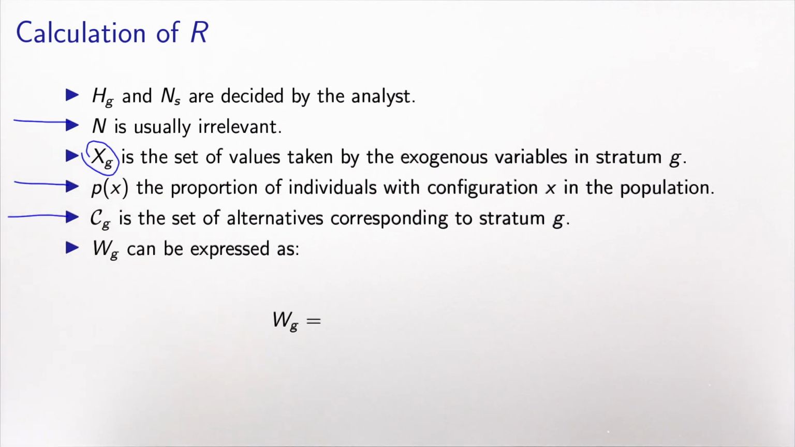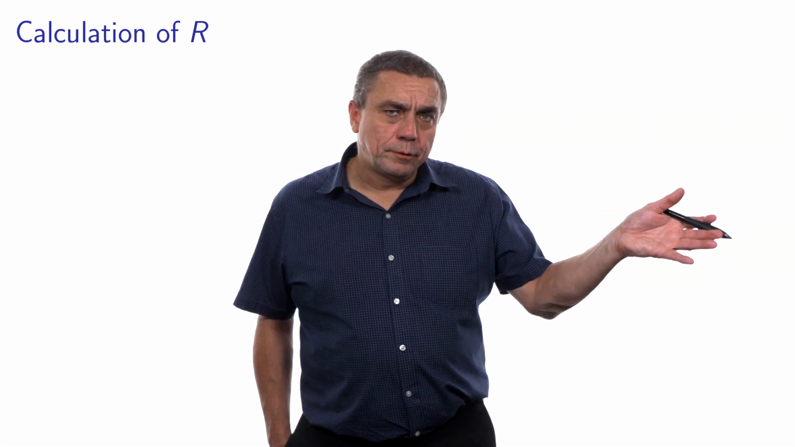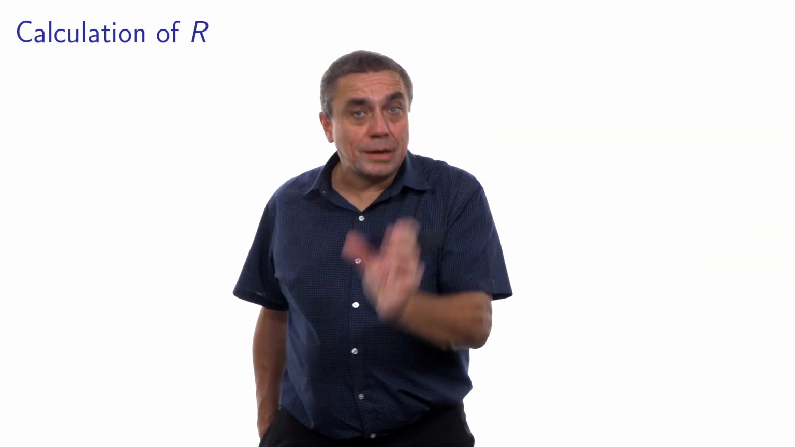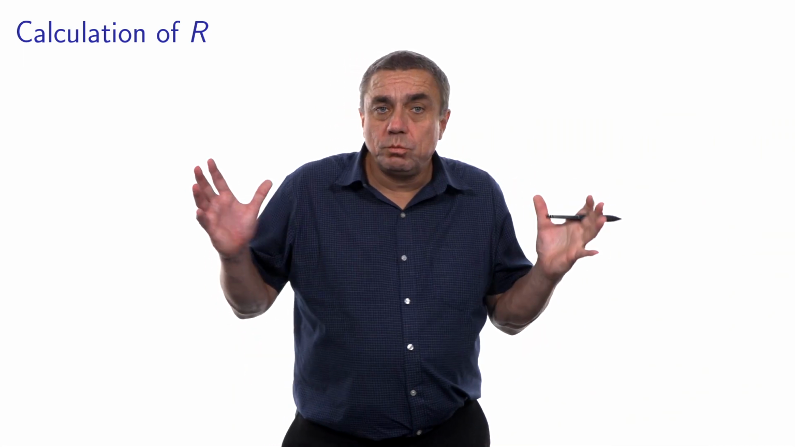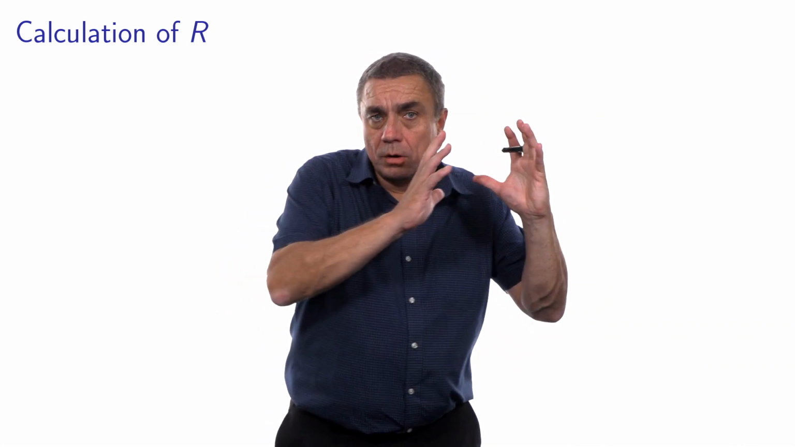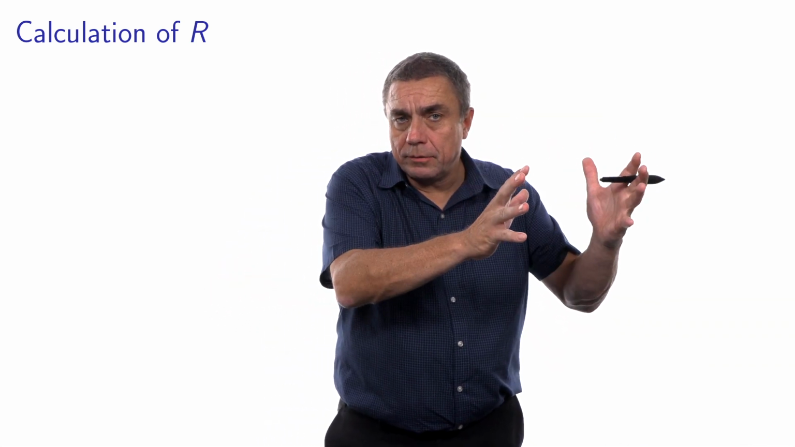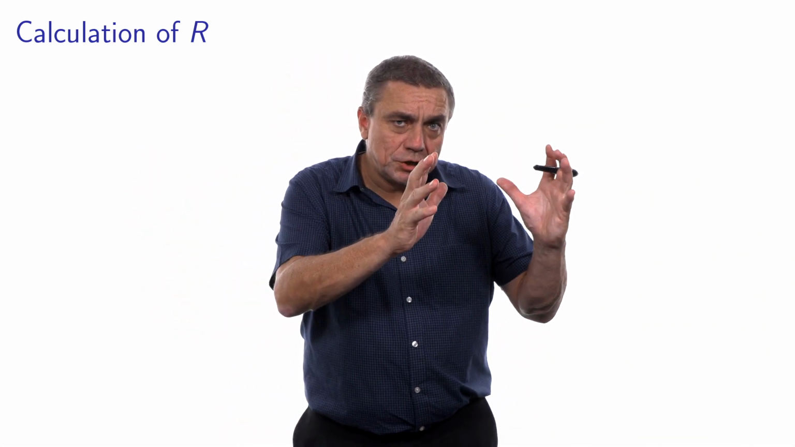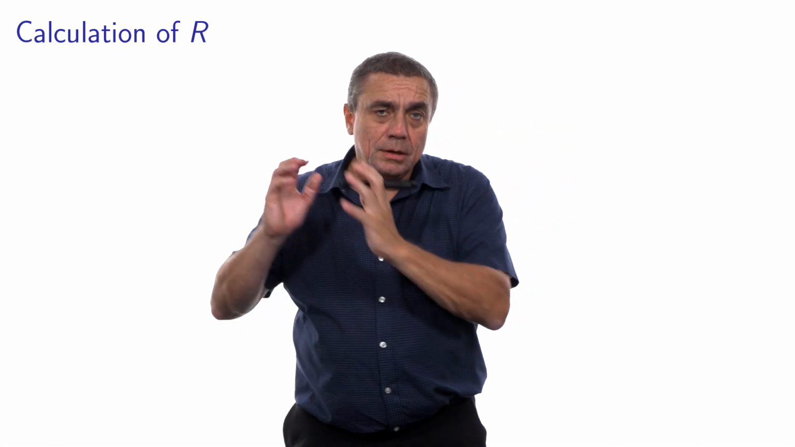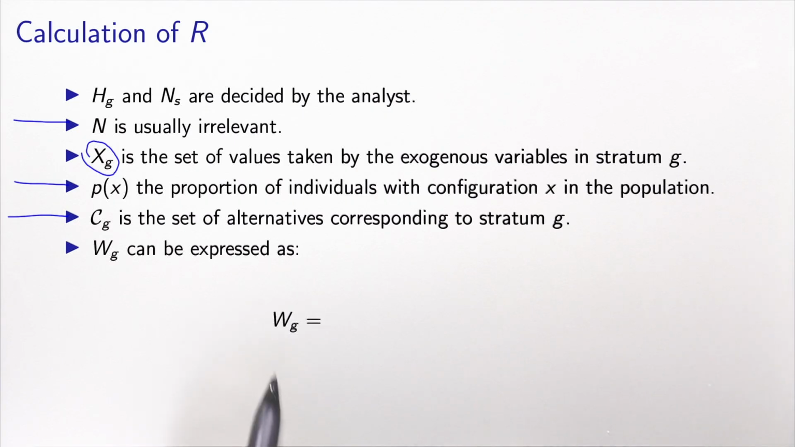Capital CG is the set of alternatives corresponding to stratum G. In the example that we covered before, we had one stratum per alternative, so CG would contain one alternative for each G. But of course, we could group them. We could have one group for carpooling and drive alone, and one group for transit. So in the first group, CG would be the two alternatives, and in the second group, it would be one. So what is WG?